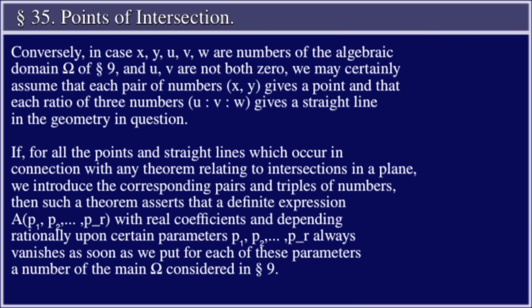If, for all the points and straight lines which occur in connection with any theorem relating to intersections in a plane, we introduce the corresponding pairs and triples of numbers, then such a theorem asserts that a definite expression, A of p sub 1, p sub 2 through p sub r, with real coefficients and depending rationally upon certain parameters p sub 1, p sub 2 through p sub r, always vanishes as soon as we put for each of these parameters a number of the domain omega considered in section 9.